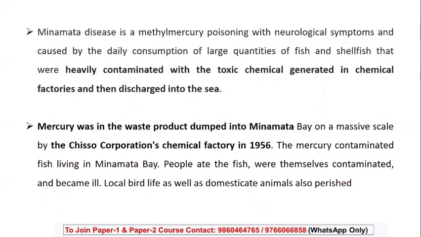So the mercury was in the waste product dumped into Minamata Bay, on a massive scale, by one of the chemical factories in 1956 in Japan. The mercury contaminated the fish living in Minamata Bay, people ate those fish and became ill. And that's how Minamata disease became a huge thing to be remembered.